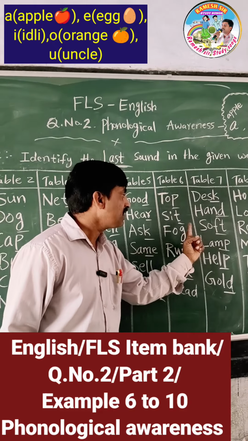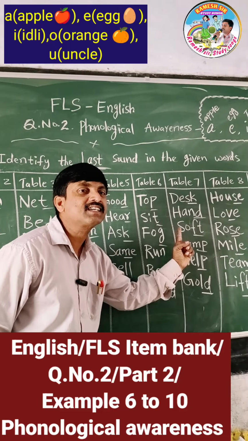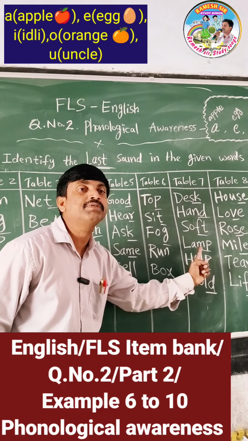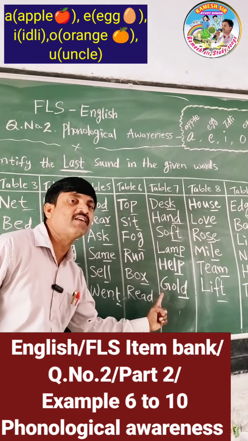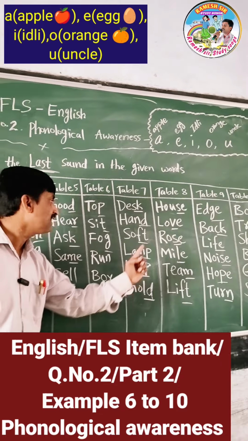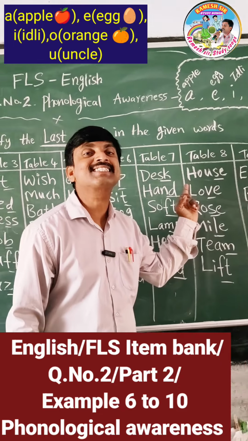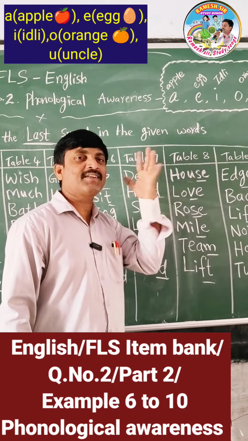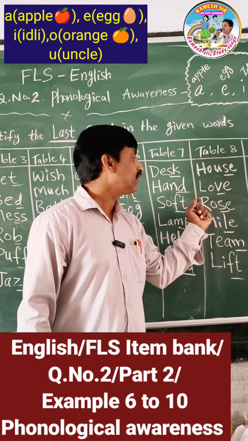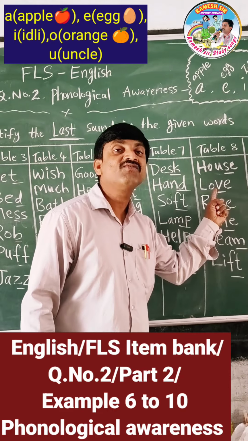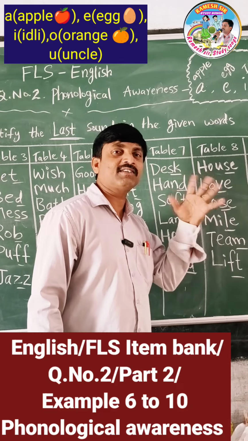What is the first sound of soft? S. What is the last sound of lamp? P. What is the first sound of help? H. What is the first sound of gold? G. What is the last sound of house? S. E doesn't make the sound. What is the first sound of love? L. What is the last sound of love? V. E also doesn't make a sound here.